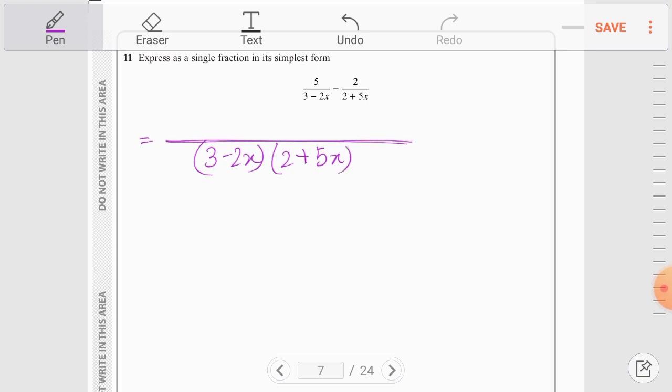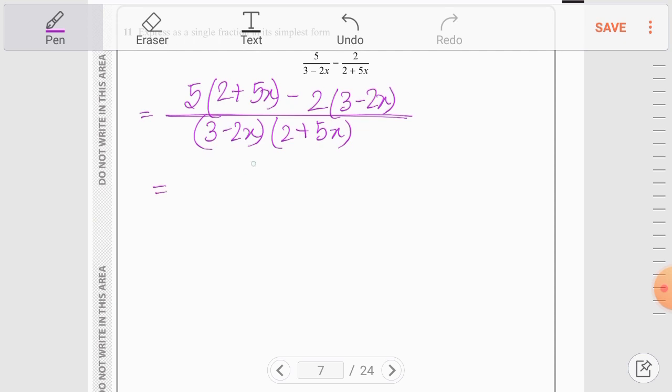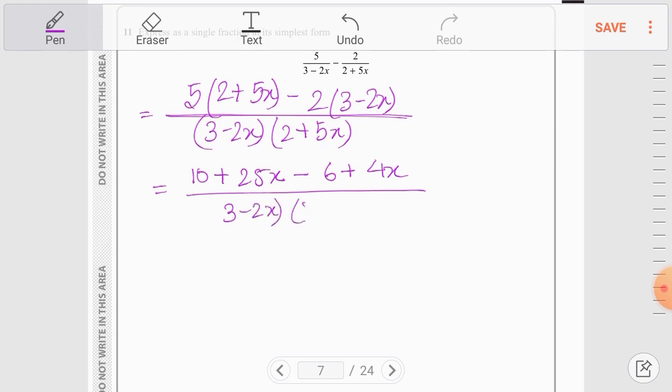And as we have multiplied both the denominators, I need to multiply 5 with the denominator of 2, that is 2 plus 5x. So 5 times 2 plus 5x, minus, and I need to multiply the 2 with the denominator of 5, that is 3 minus 2x. So 2 times 3 minus 2x. And now I just need to simplify this. By multiplying 5 with 2 plus 5x, we get 10 plus 25x, and by multiplying 2 into 3 minus 2x, we get 6 minus 4x, divided by 3 minus 2x, 2 plus 5x.